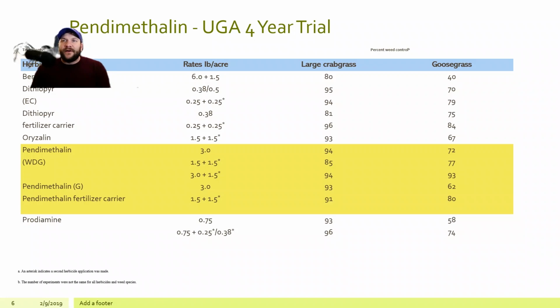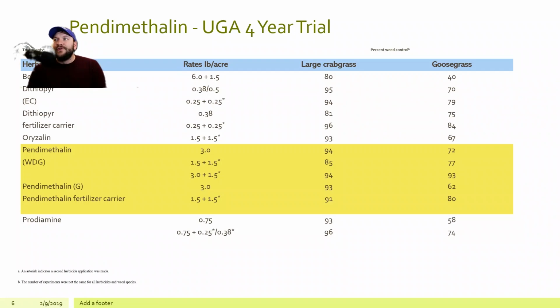Here's pendimethalin, also known as AquaCap. Another good one, another yellow herbicide. I know dithiopyr looks more like champagne, but pendimethalin is one of the yellows. Again, another mitotic inhibitor. And we see very similar results here, whether you're using it impregnated on fertilizer, or you're using a water dispersible granule. It looks like as long as you get your rates down, you have an acceptable level of control.